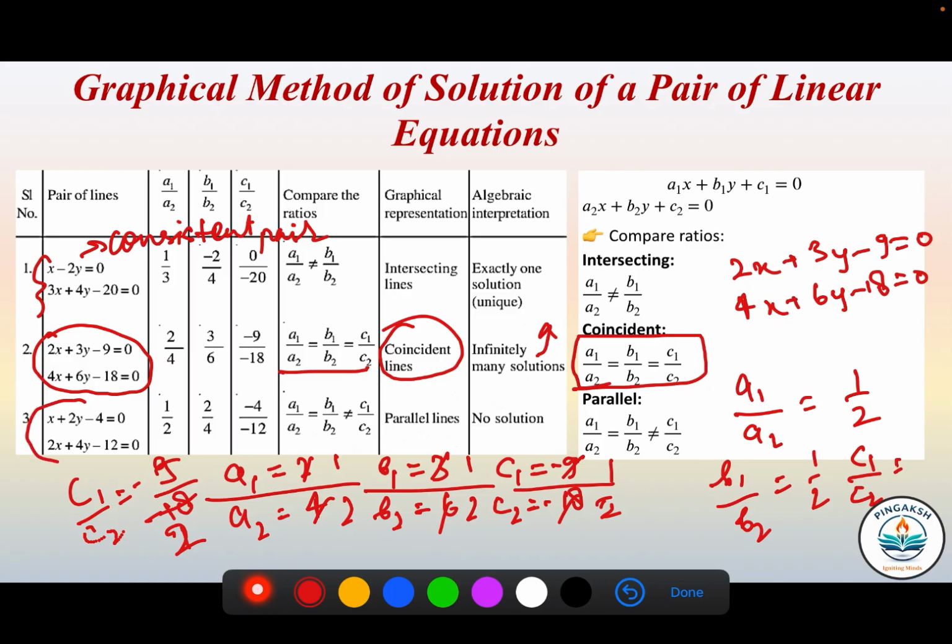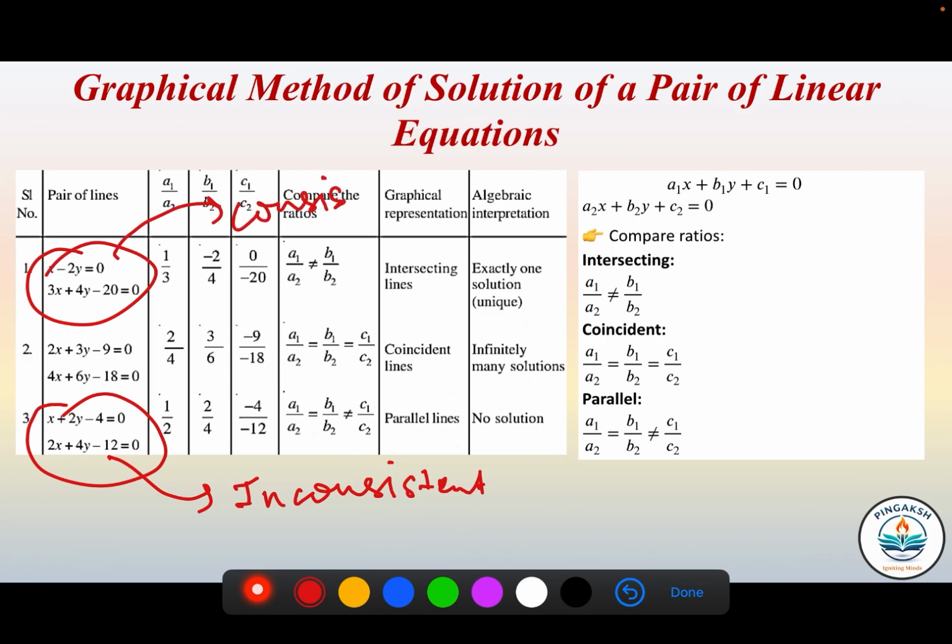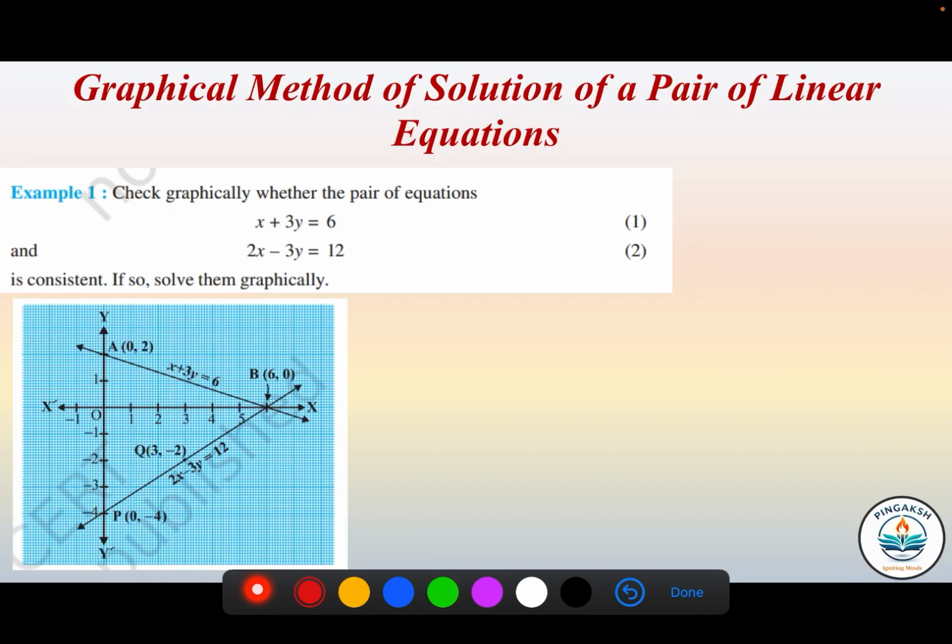And here we see that these have parallel lines, no solution, so it is an inconsistent pair. These two equations represent the inconsistent pair, and this represents the consistent pair because it has a solution. Okay, now look into this figure.